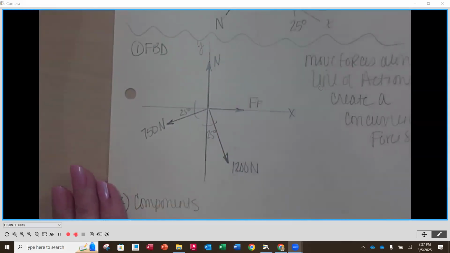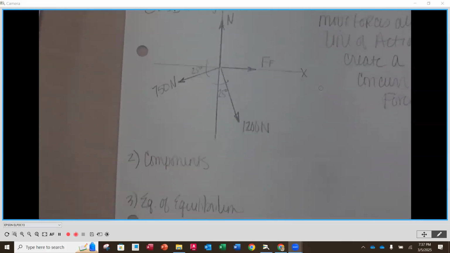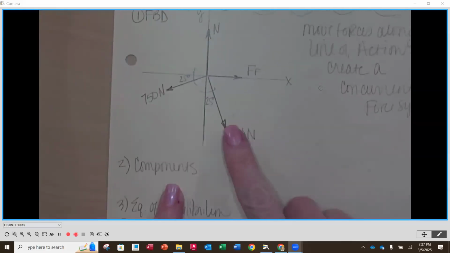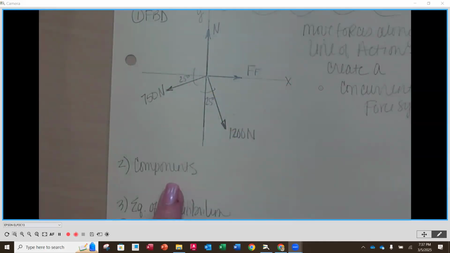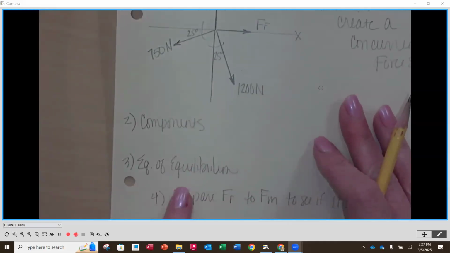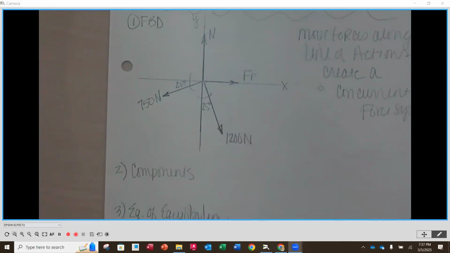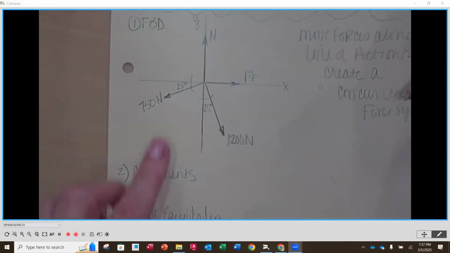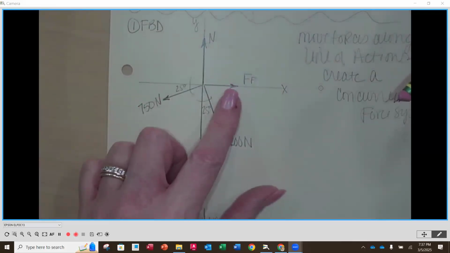Once we are here, now all you need to do is follow your normal steps. So you're going to calculate any components of known forces, so you're going to have actual values of the components. Then you're going to use your equations of equilibrium. Because this is a concurrent force system, it's just going to be the sum of the forces in the X and the Y equals 0. Okay. And then you'll be able to solve for the normal force and the friction force.